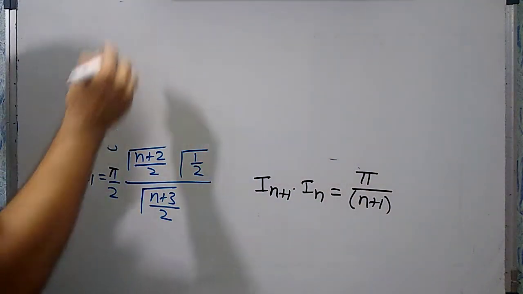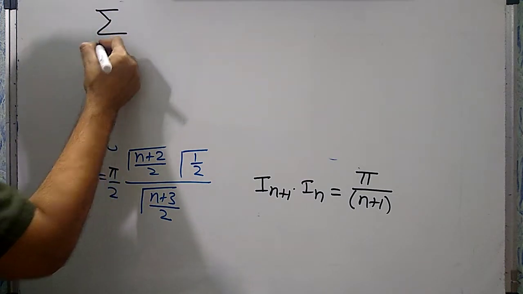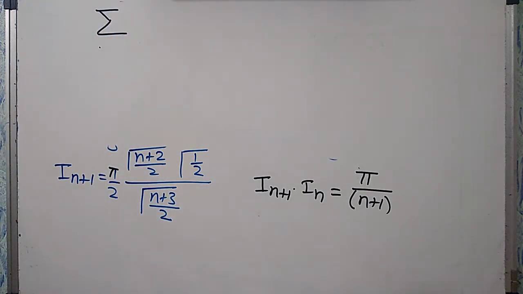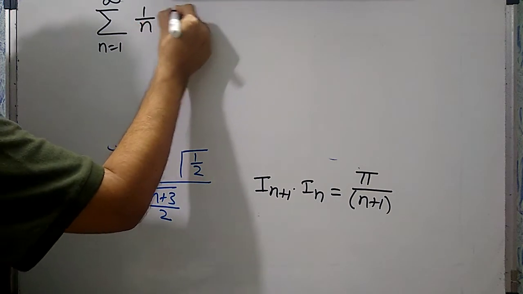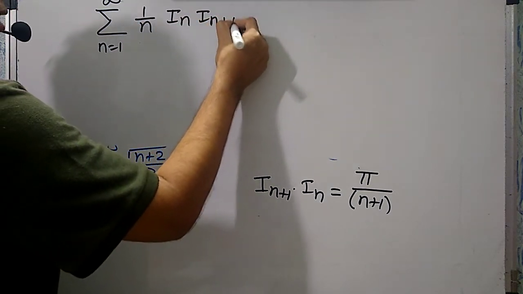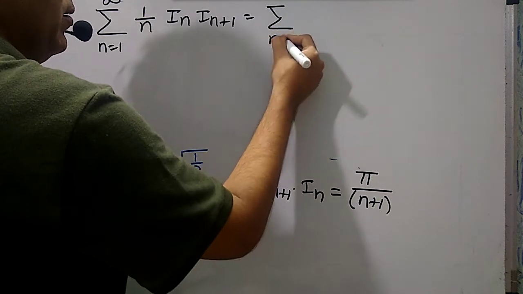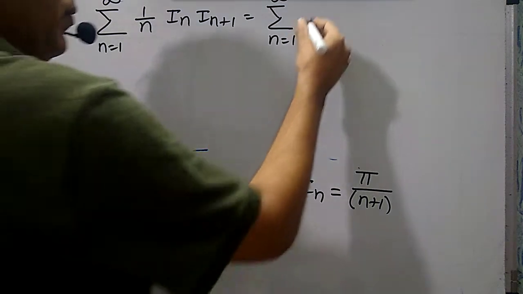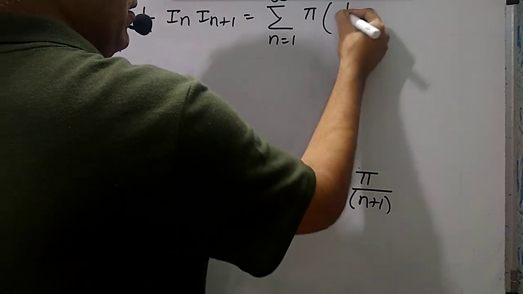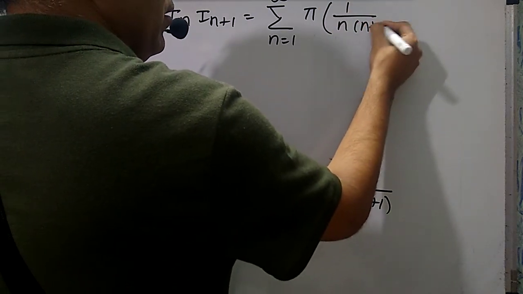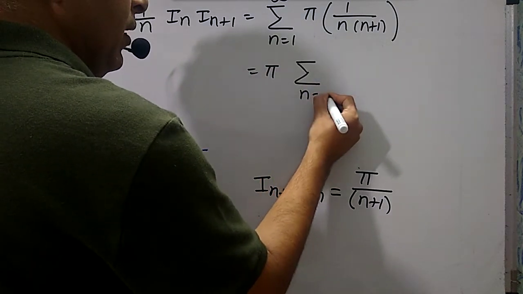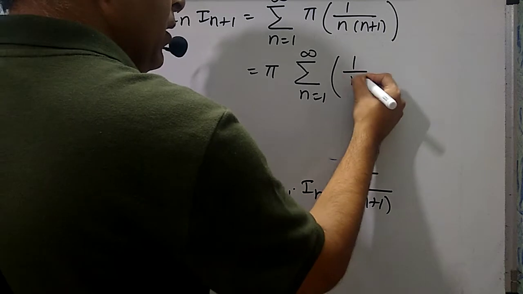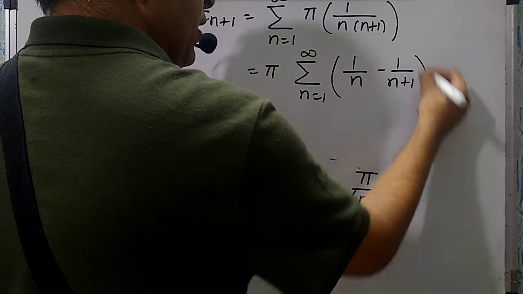Now then we have to find out the sum, sigma n equal to 1 to infinity, of 1 upon n times In into In plus 1. So we have to write sigma n equal to 1 to infinity of pi into 1 upon n into n plus 1. So we have to take pi common and get the sum from n equal to 1 to infinity of 1 upon n minus 1 upon n plus 1.